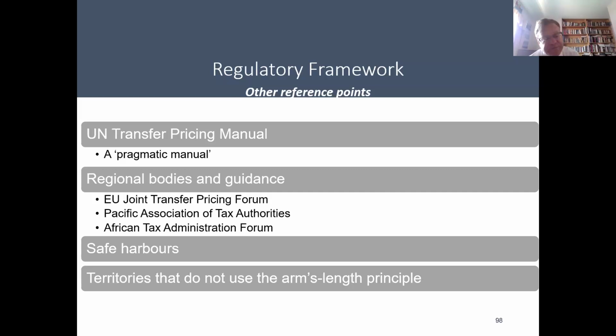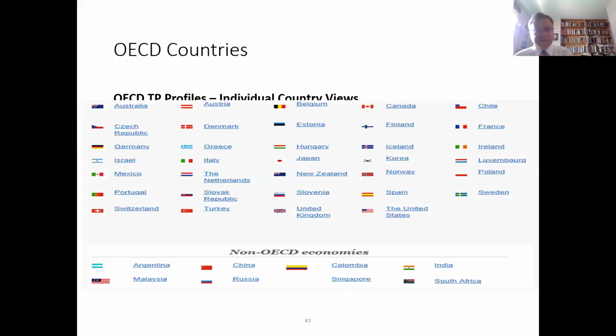There's also this concept of safe harbors, that if you do things within certain parameters, you shouldn't be challenged. But there are also territories that don't use the arm's length principle. On that basis, one of the elements you might think about would be looking at the transfer pricing profiles. So individual country views that you can get on the website, which includes both the OECD countries and some non-OECD countries.